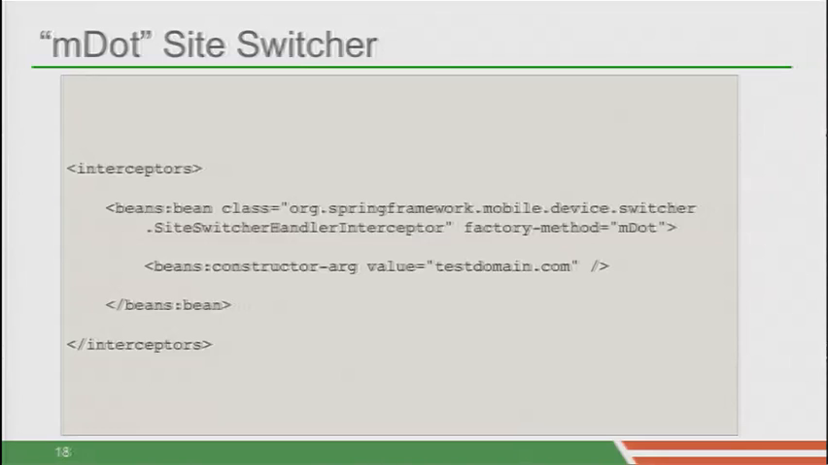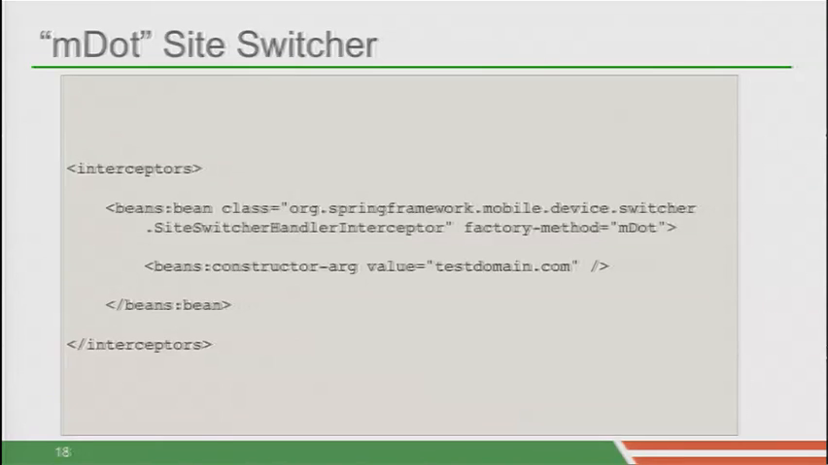So Roy, let me ask you a tough question. The mDot, and even the Mobi one for that matter, seem to be kind of a binary choice. Where does tablet fall into that? That's a very good question. So one of the things that we're working on in the upcoming release is another constructor arg that's going to allow you to specify whether or not your tablet users should go to your normal site or your mobile site. So you'll be able to pass a Boolean as another constructor arg.